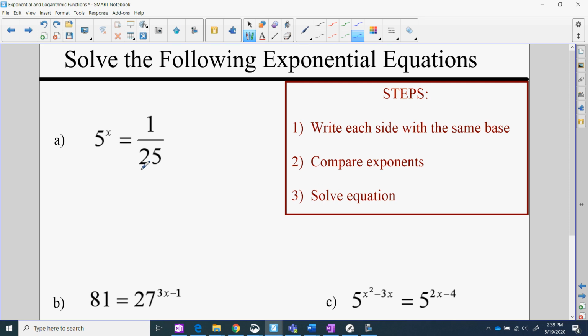So let's take this one, for example, 5 to the x. Can't do anything else with that, but I can change 25 to 5 squared. If it's 5 squared in the denominator, so 1 over 5 squared, well, that's the same thing as 5 to the negative 2. 5 to the x equals 5 to the negative 2. Well, that one's really easy. As long as you know laws of exponents, x would have to be negative 2 because the bases are 5, so the exponents have to equal each other.